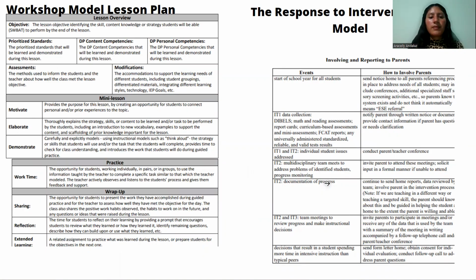The next lesson plan, the topic is the workshop model lesson plan. The author is Molman. In this article, the workshop model lesson plan is step 5 of the DP curriculum design process. The workshop model lesson plan builds on the work on the unit plan lesson overview by developing the full agenda and identifying other related information of the lesson. The workshop sample agenda for the class includes mini lesson components, practice, and the recap.